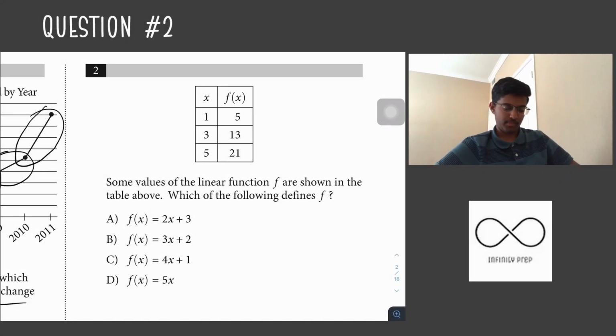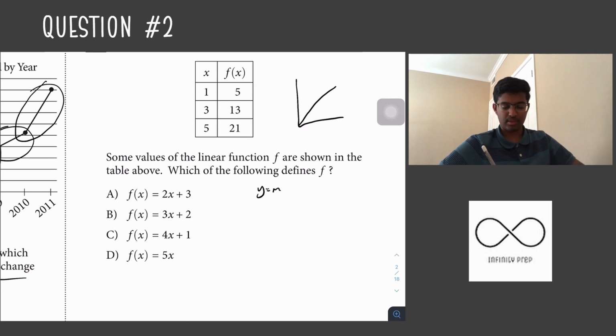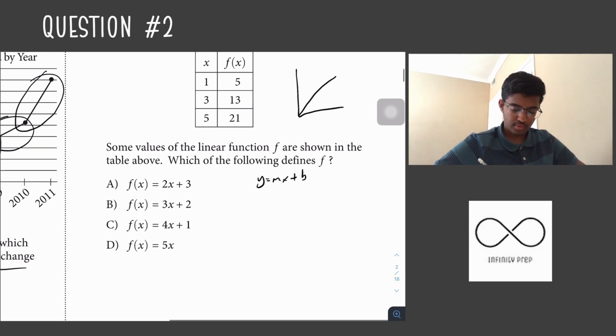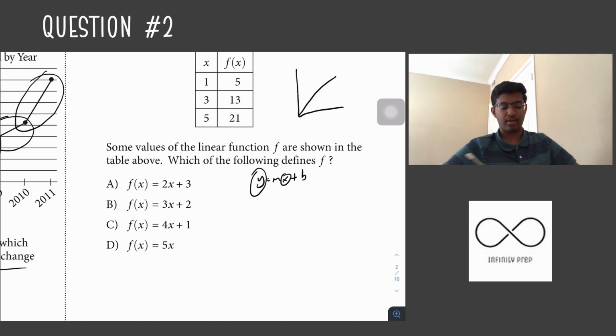Question number 2. Some values of the linear function f are shown in the table above. Which of the following defines f? Linear function means that it's a straight line, so the formula y equals mx plus b applies. So what we have to do for this question is we already have 3 y values and 3 x values, so what we have to do is find the m value. So we can plug in the y and x values and find b to complete the equation.